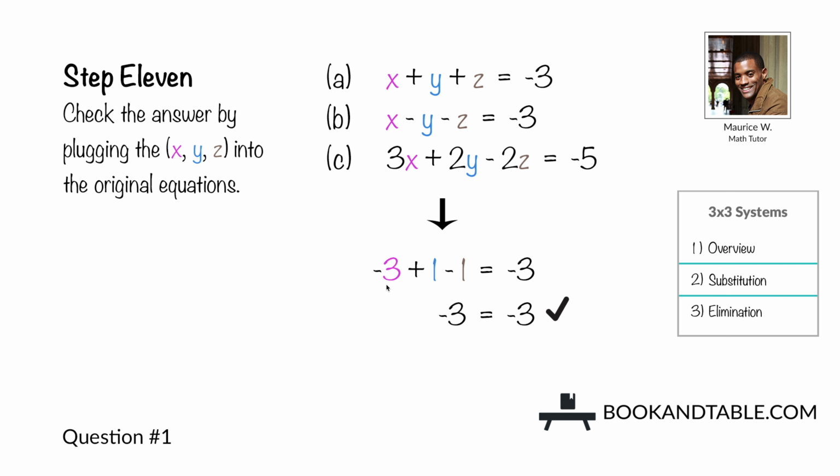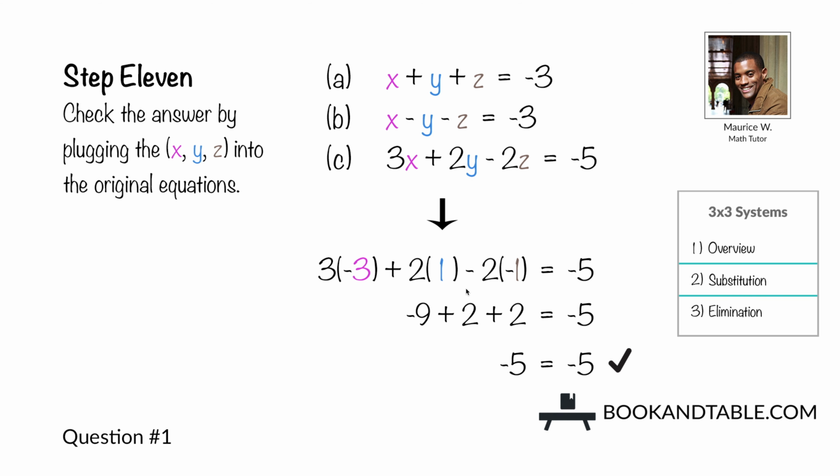for the variables. When we plug them into equation B, we get negative 3 minus 1 minus negative 1, which would become positive 1. Negative 1 and positive 1 cancel each other out, leaving us with just negative 3 on the left side. And this true statement, negative 3 is equal to negative 3, confirms that these are the correct values for x, y, and z.